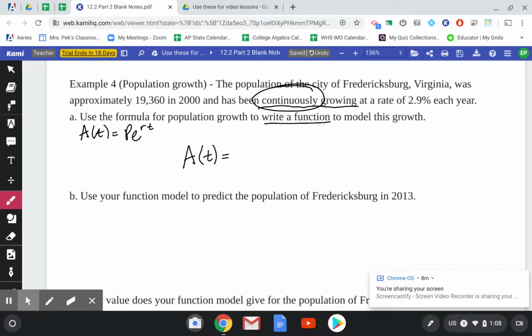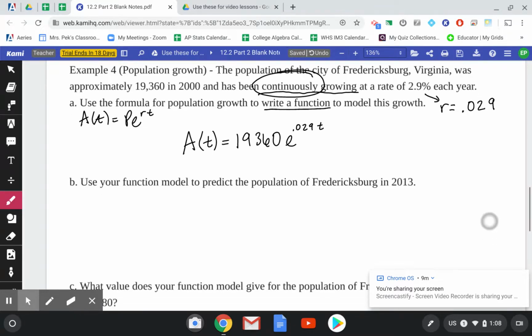So A of t equals my initial amount, 19,360, times e to the r. And remember, we need to convert our percentages to decimals. So 2.9% is 0.029. 0.029 times t. So there's our function to model this population growth.